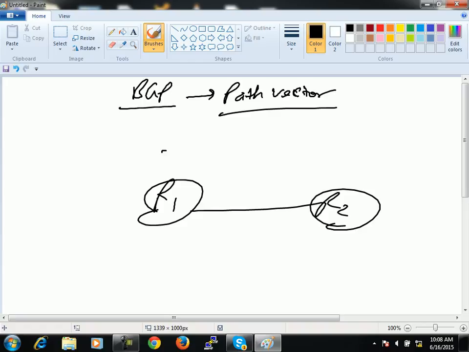So that's why, if you are thinking to implement BGP, make sure that you have enough hardware capabilities, hardware configuration. Because if your devices do not have the minimum required hardware capabilities for BGP, then definitely you cannot implement BGP. You cannot run BGP on those network devices.